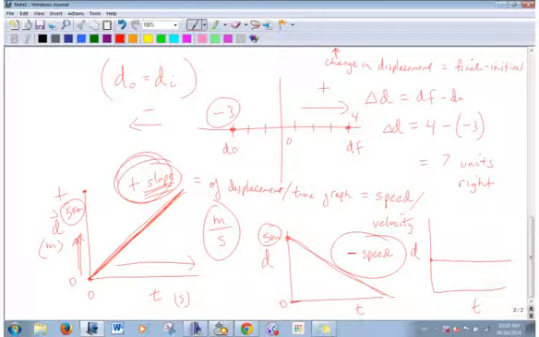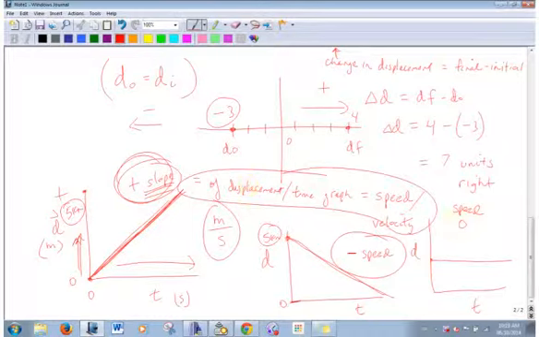Is that a horizontal line? What's the slope of a horizontal line? 0. What's my speed here? Remember, the slope of a d-t graph is always your speed or your velocity. Here it's 0. Let's think of this with common sense.